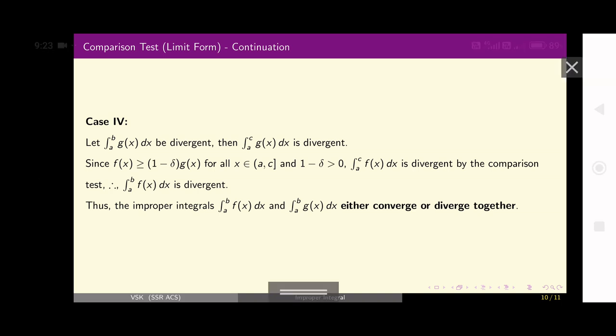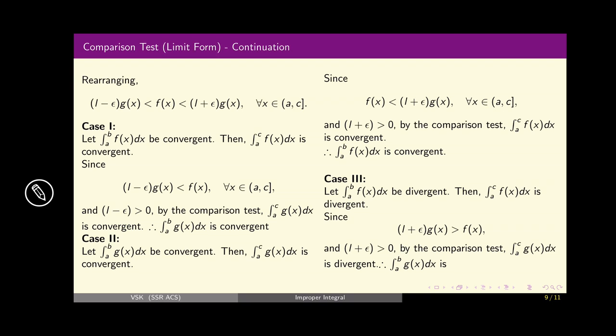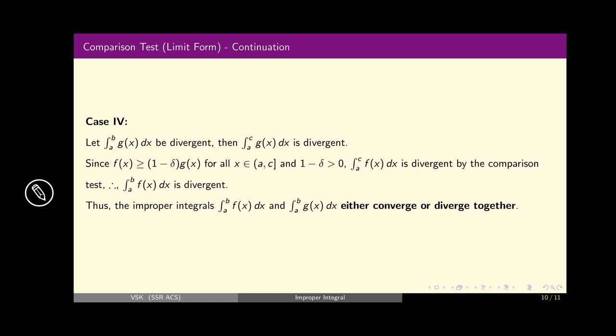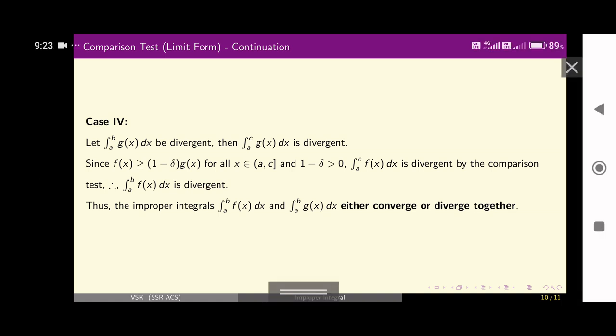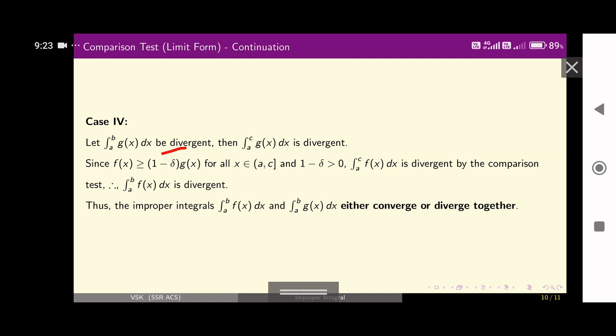Now let us see the fourth case. Let the integral from a to b of g(x) dx be divergent, then the integral from a to c of g(x) dx is divergent, and using the previous inequality, we can see f(x) is greater than 0, and f(x) is greater than or equal to (1 minus epsilon) g(x) for all x belonging to (a, c), and 1 minus epsilon is greater than 0. (It is written delta in the slide but it should be epsilon.) So the integral from a to c of f(x) dx is divergent by comparison test. Therefore, the integral from a to b of f(x) dx is also divergent.